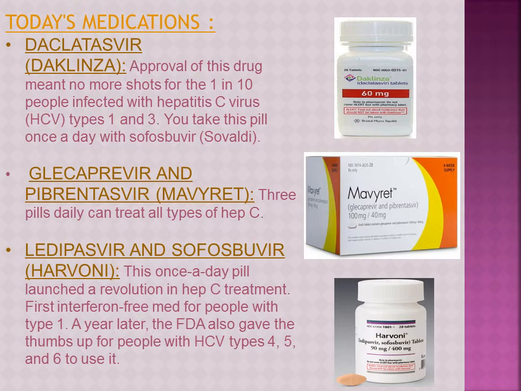In this topic, the first drug is Daklinza, an approved drug used for hepatitis C type 1 and 3. You can take this pill once a day, so it also decreases frequency. Now we have the second drug, Viekira, 3 pills daily, which can treat all types of hepatitis C. After that we have Harvoni. It is also a combination drug. This once-a-day pill will launch a revolution in hepatitis C treatment, the first interferon-free medication for people with type 1. It is also effective for types 4, 5 and 6.